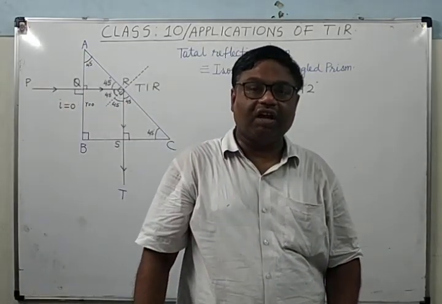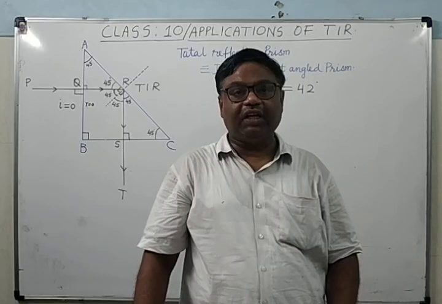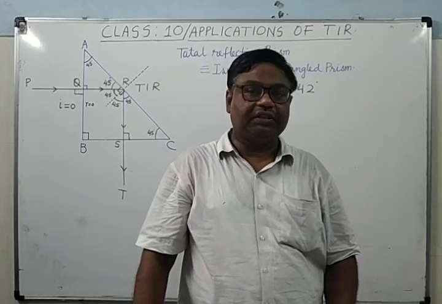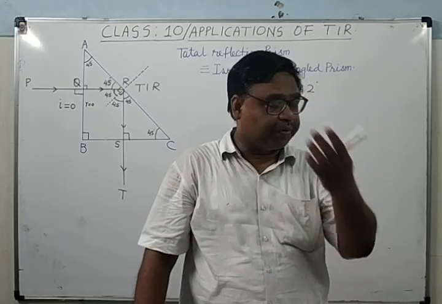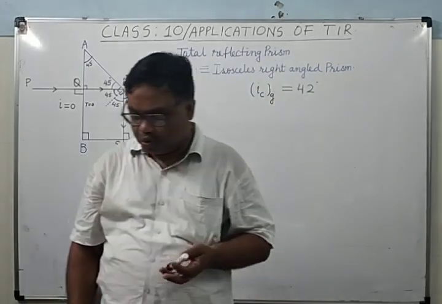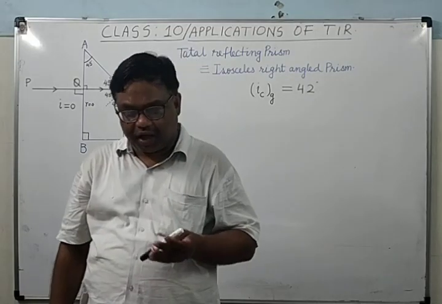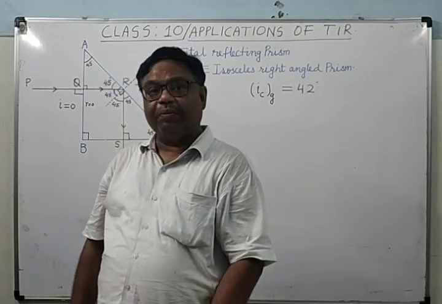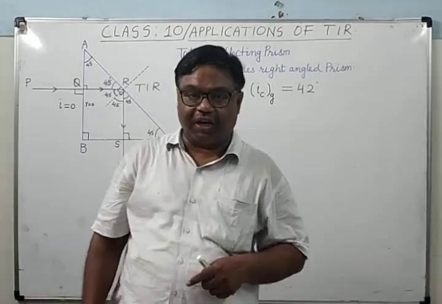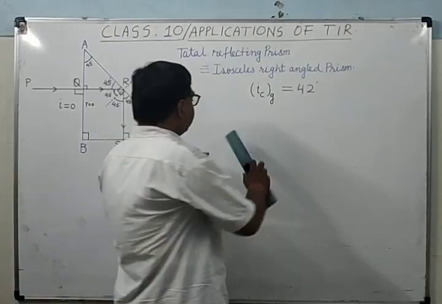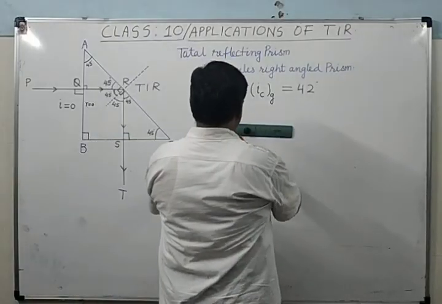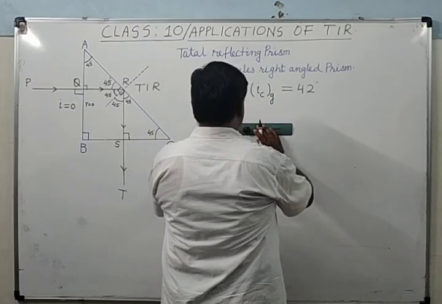Now this action of prism is used in the prismatic periscope. What is a periscope? If you don't know, then I am making one diagram that will give you the idea of a periscope. In the normal periscope, we use the plane mirror. You can see here, this periscope I am going to make here.